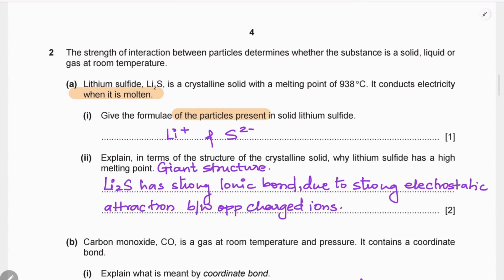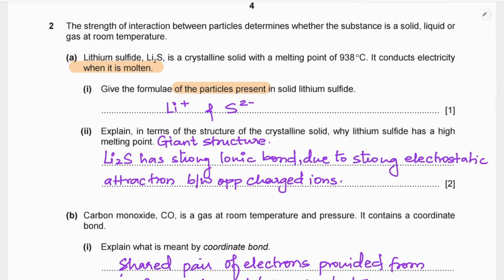Next question. Second, the strength of interaction between particles determines whether the substance is solid, liquid, or gas at room temperature. Lithium sulfide is given to us as a crystalline solid with a melting point of 938 degrees Celsius. It conducts electricity when it is in molten state. So over here they're asking, give the formulae of the particles present. When I talk about particles, particles can be ions. So for the ions, I have to write lithium, which is +1 in group 1, and sulfur, which is 2 minus. We need to mention the ions as well, the charge as well.